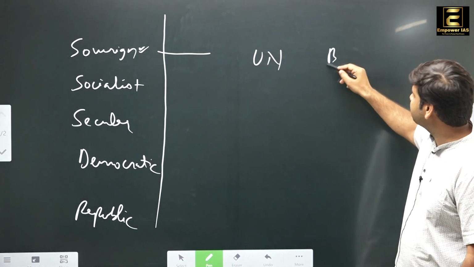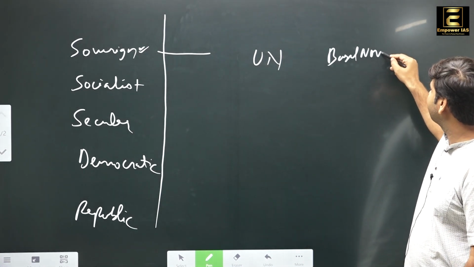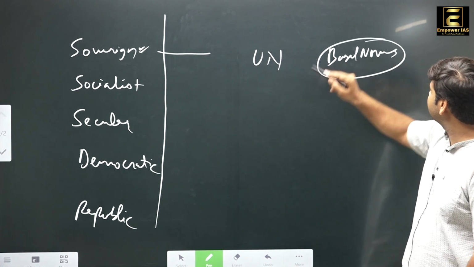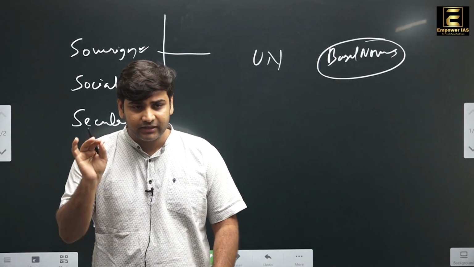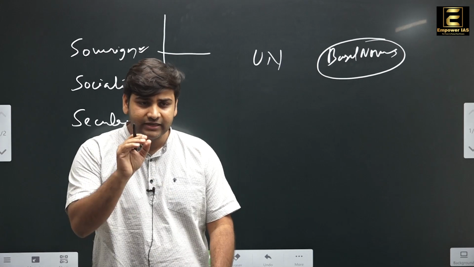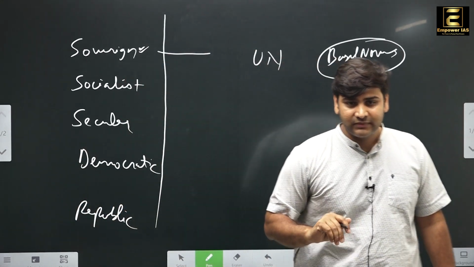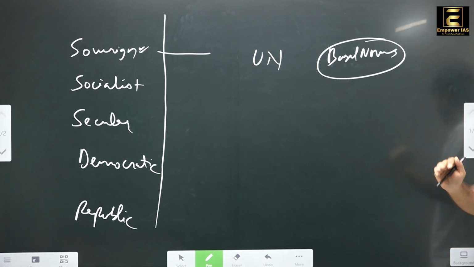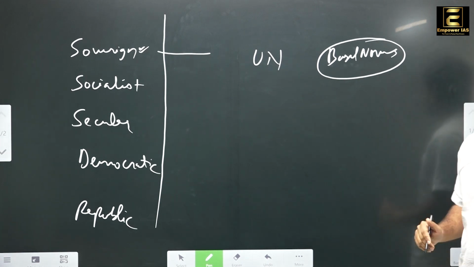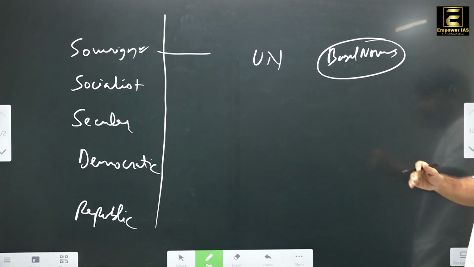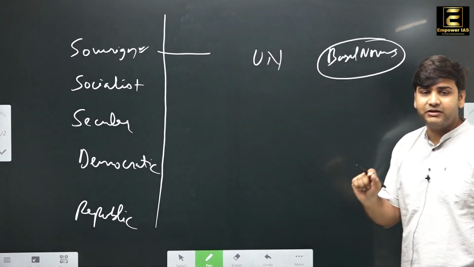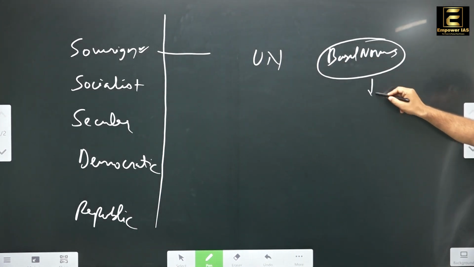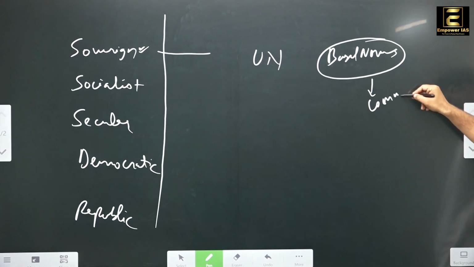For example, there are also the Basel norms. Basel norms regulate the character and the function of the reserve banks or the national banks of the country throughout the world. India is also a part of it. All the national banks throughout the world have to follow the Basel norms. So is it hurting the sovereignty of the country? It is not hurting the sovereignty of the country. Why? Because this has been done for the common good of the world.